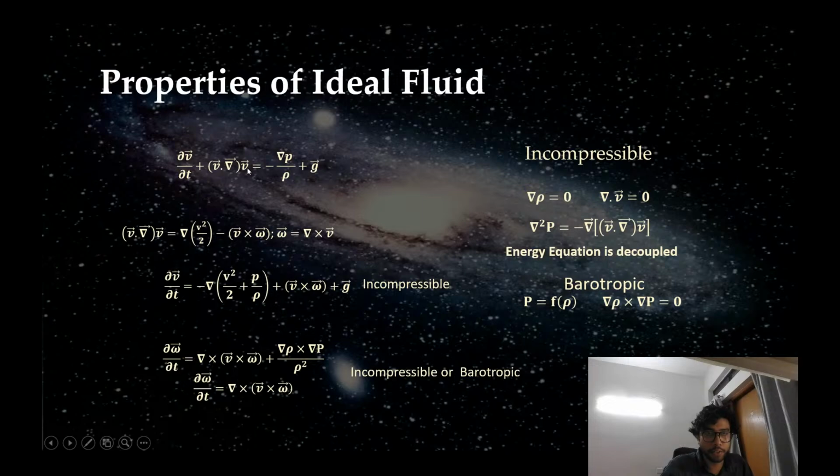So you see this term v dot del v. This identity is v dot del v equals del of v square by 2 minus V cross omega, where omega is del cross V. And this omega is called the vorticity. So if you see, physically, what does it mean?